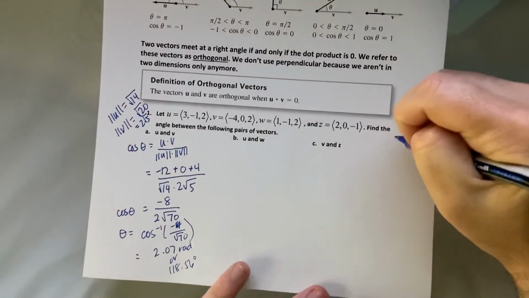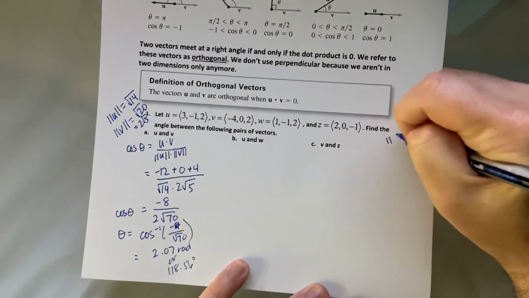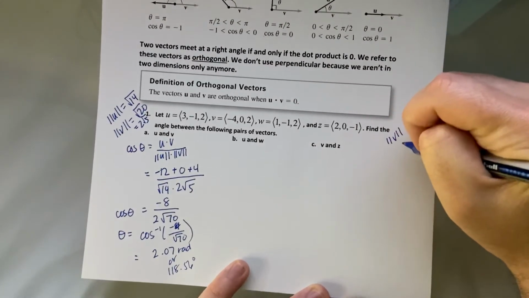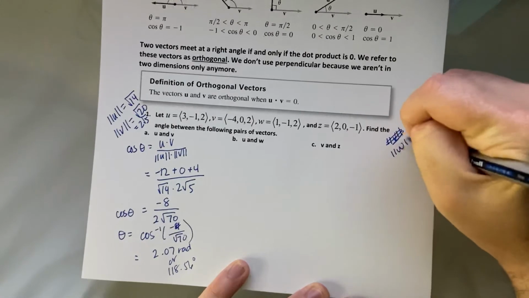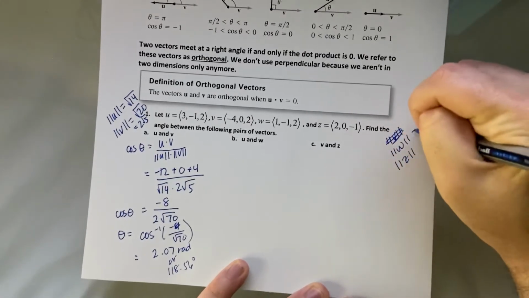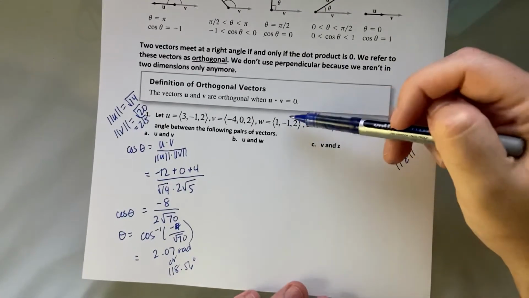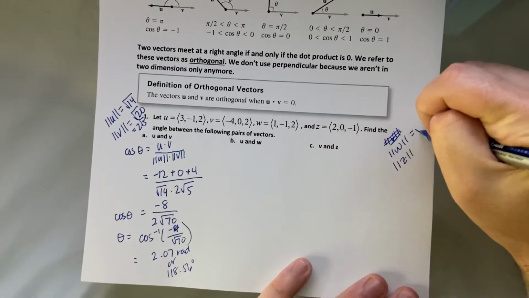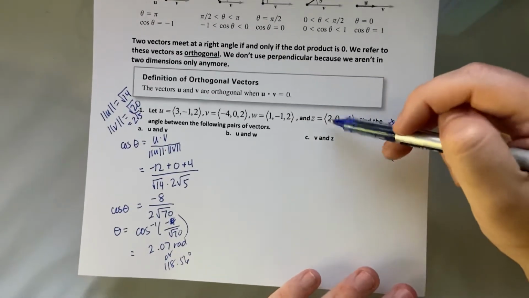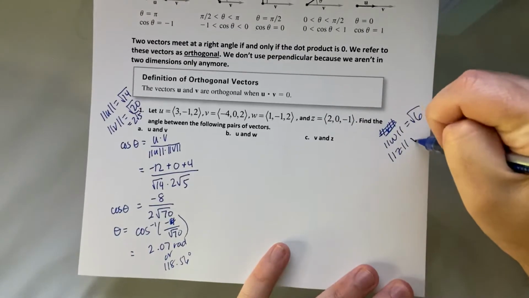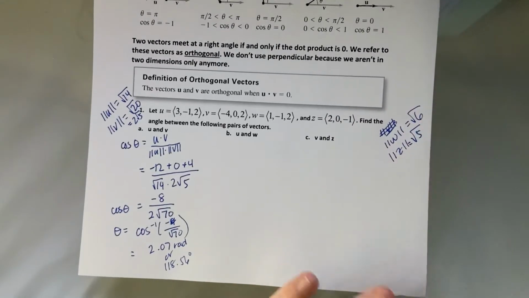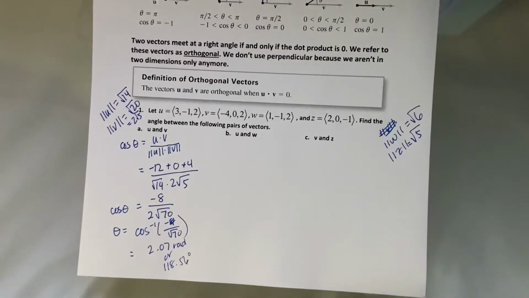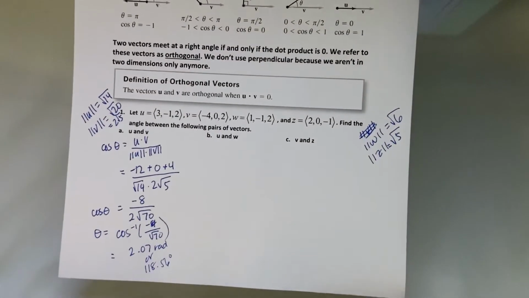I'm going to go ahead and put the lengths of v, oh, it's already over there, length of w and length of z over here. 1 squared is 1, 1 squared is 1, 2 squared is 4, add them together, that's 6, so this is the square root of 6. Z is the square root of 5. We'll just do one more of these. Let's do v and z.